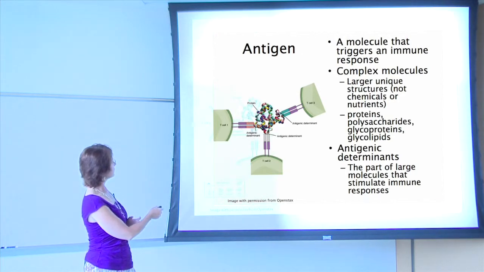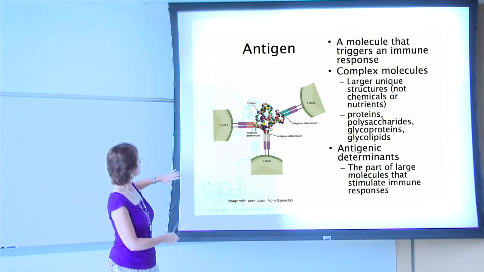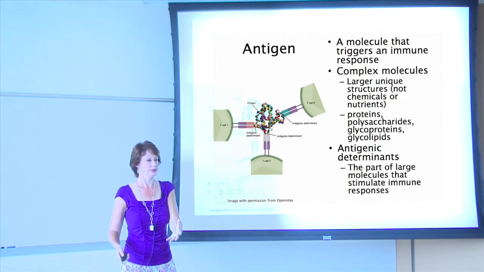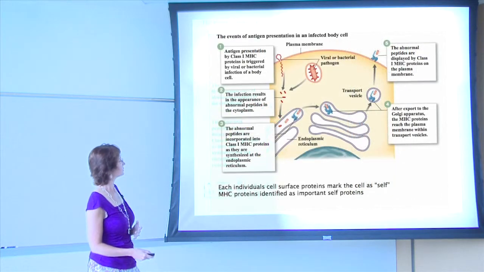So here's a protein, and this picture is showing you that different T cells each could have a receptor that recognizes a different part on this protein. So in this case, it's showing you 3 different antigenic determinant portions on this protein, and each of those are spots where a T cell could specifically recognize that antigen and create an immune response in response to it.